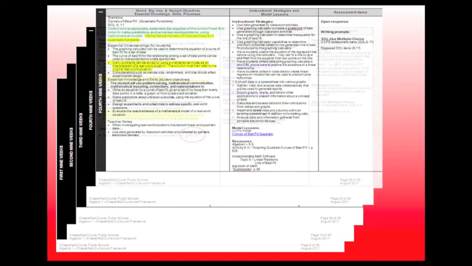Finally, let's look at quadratic curves of best fit. The emphasis here is on investigating mathematical models as an interpretation of a real-world problem. Mathematical models will include quadratic functions.